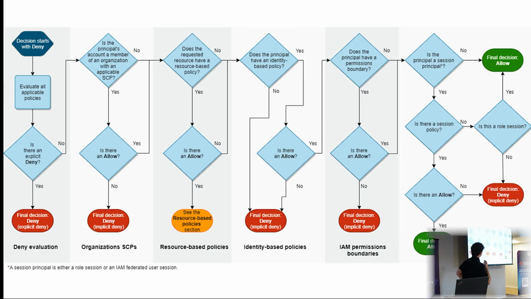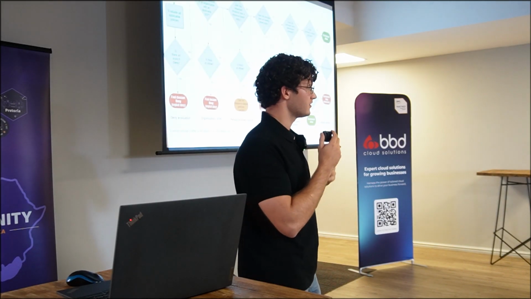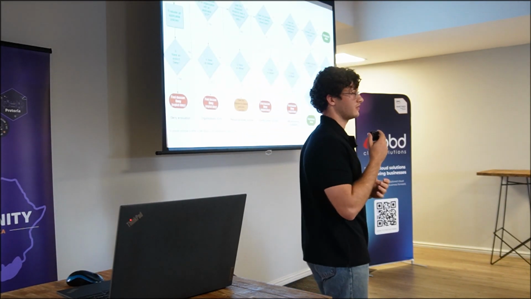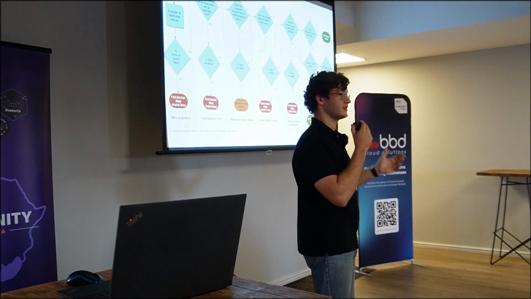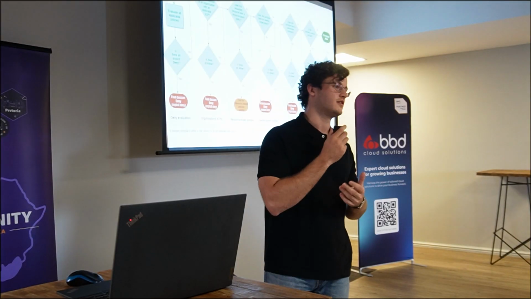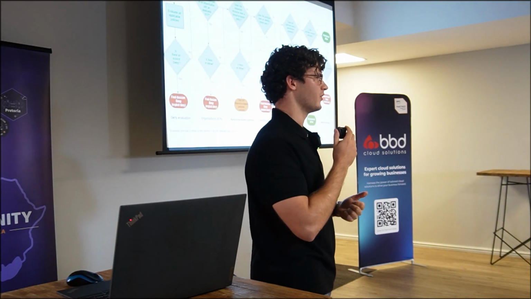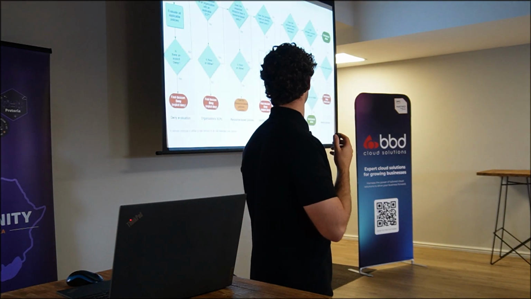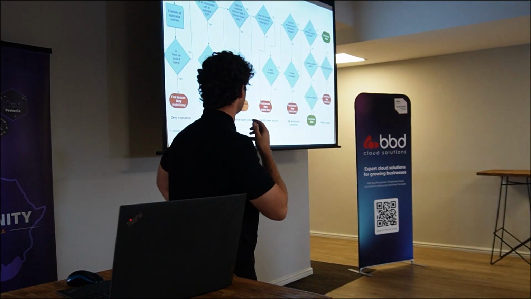So the third evaluation is resource-based policies. These are the bucket policies that we talked about earlier. This is what sits on the resource, and this is what dictates what can actually access it. So think about an IAM role. That'll have a resource-based policy attached to it, which in the case of the IAM role will be called a trust policy, dictating what can assume that role. All right, so that's the third stage.